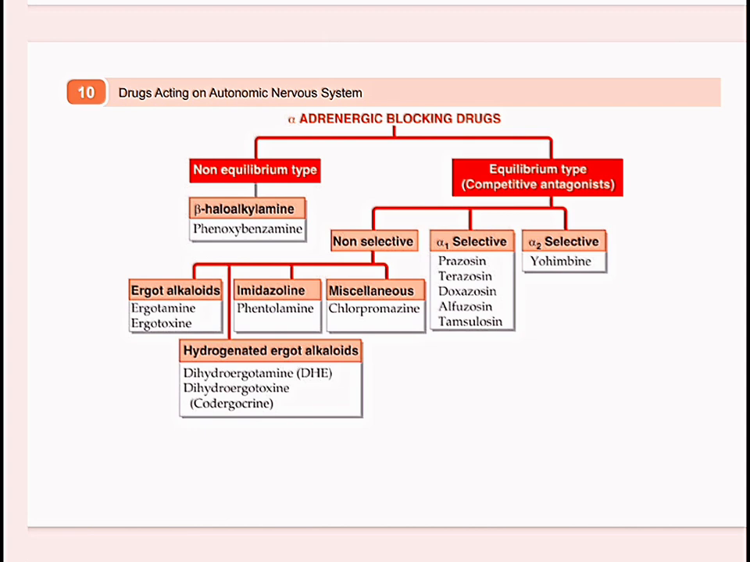So the next one is the alpha 1 selective. It includes prazosin, terazosin, doxazosin, alfuzosin and tamsulosin, while the alpha 2 selective blocker is yohimbine. In many pharma exams, a question is directly asked on which of the following is an alpha 1 blocker or which of the following is an alpha 2 blocker, or sometimes a question is directly asked on the non-equilibrium type of alpha blocker. So your answer is beta-haloalkylamine, that is phenoxybenzamine. So keep in mind these two things.